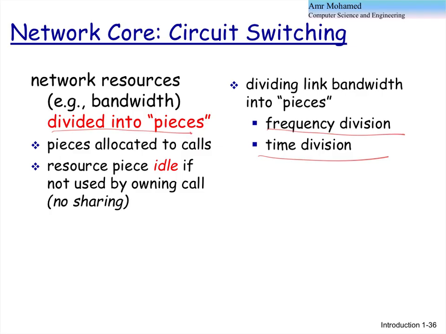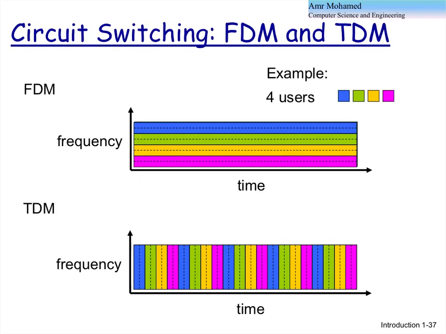So the resource, once it's assigned, is dedicated, even if you're not using it. This is the problem, and we'll see this using some calculations. So this is frequency division multiplexing, and this is time division multiplexing. The time is divided or the frequency is divided. Very straightforward. But what is the advantage and disadvantage of each?